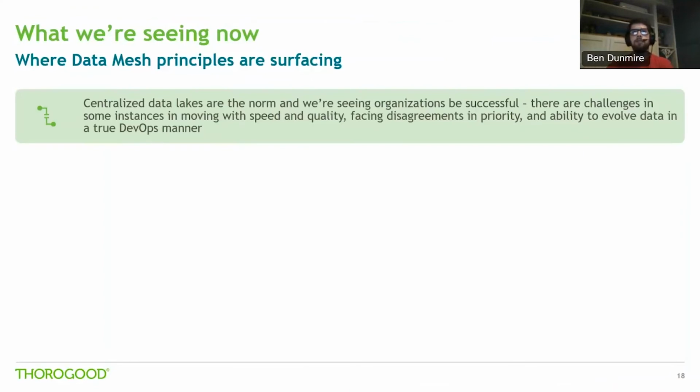We talked about data lakes a number of times here. Some of the challenges with the centralized data lake is speed and sometimes quality, the ability to evolve. Data schemas change over time, business rules change over time or need to be refined. How are you responding quickly enough to meet the pace of business? Sometimes disagreements in priority. When you have priority coming from different business units that frankly don't really care about one another all that much, how do you decide which data to ingest, which objects to create, and really ultimately evolving things in a true DevOps manner?